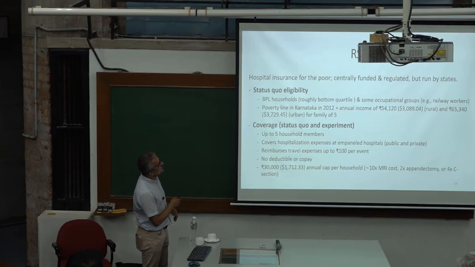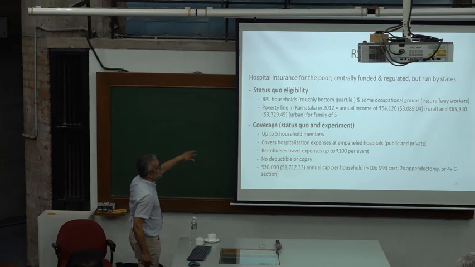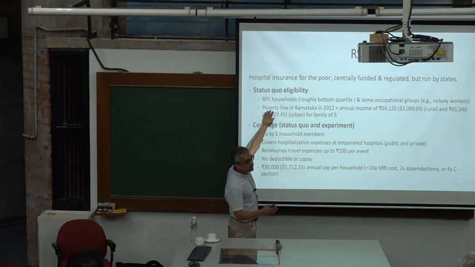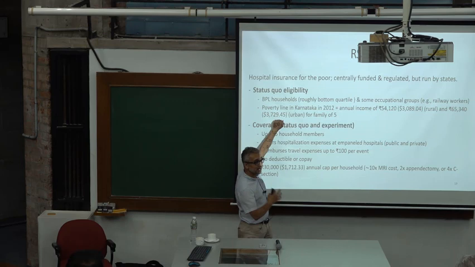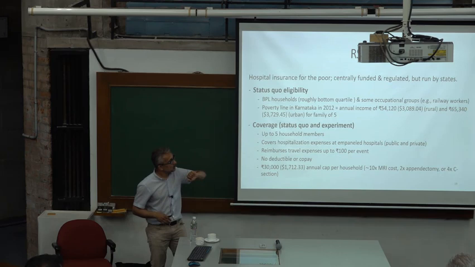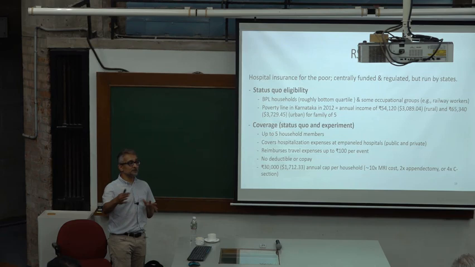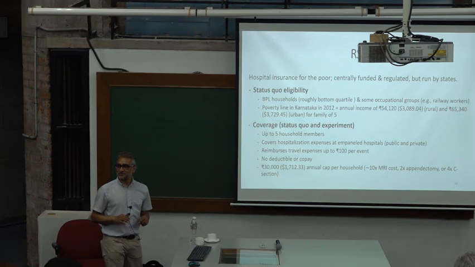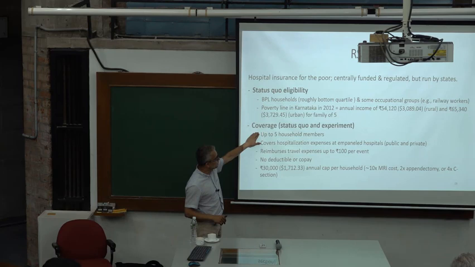Now, let's talk about RSBY. Again, we've gone through some of this. I think the only really new thing that we want to point out is, if you think about the eligibility for RSBY, the actual program, not our study, the BPL population, you might ask, at this time, what is the BPL population? So in 2012, that's an annual income of 54,000 rupees in rural areas, 65,000 rupees in urban areas, for a family of five. Just to put some reference, if you think in terms of 2012 rupees, that still makes sense. Coverage: it covers up to five members of the household. We already talked about this. You have to be in a panel hospital.